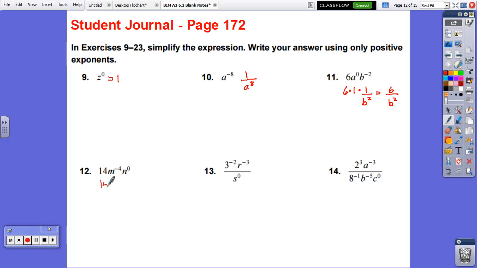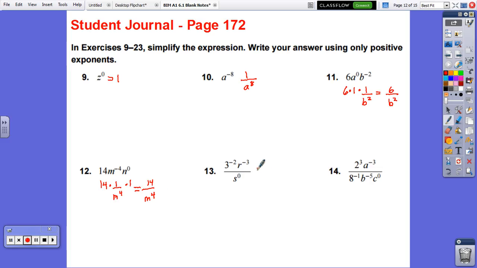Over here we have 14. M to the negative 4 is 1 over m to the 4th. N to the 0 is 1. So we look at this. On the numerator of the fraction, we have 14 times 1, which is 14, over m to the 4th.